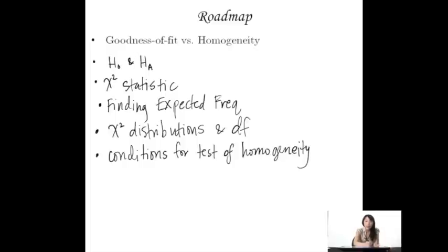Then we're going to go over the chi-square statistic, and also finding the expected values is going to be a little bit different in tests of homogeneity. Finally, we're going to go through chi-square distributions as well as degrees of freedom and the conditions for the test of homogeneity. When can you actually conduct this test statistically legally?